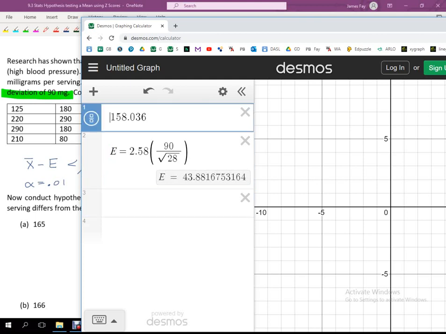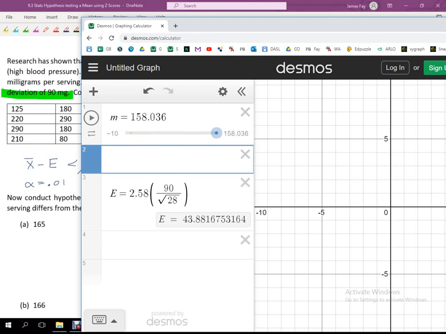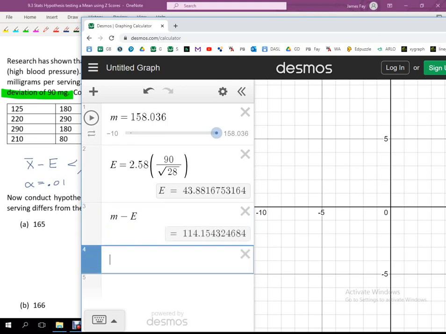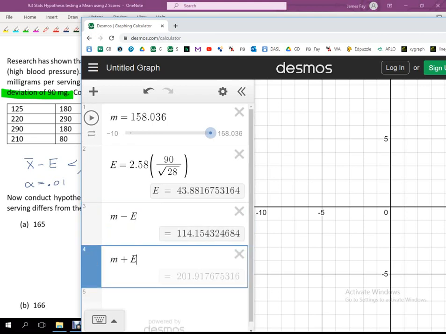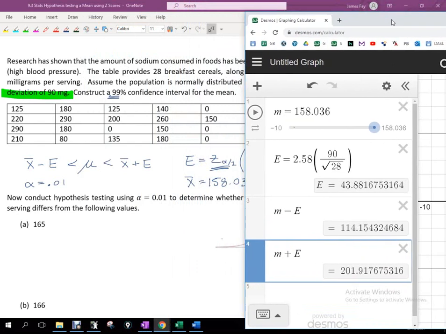I'll let this be here, my mean. So then when we do our confidence interval, it's going to be the mean minus E and the mean plus E. So are we okay with that?